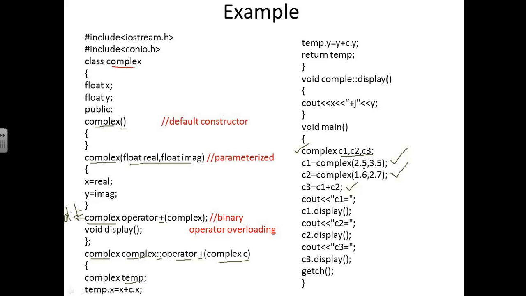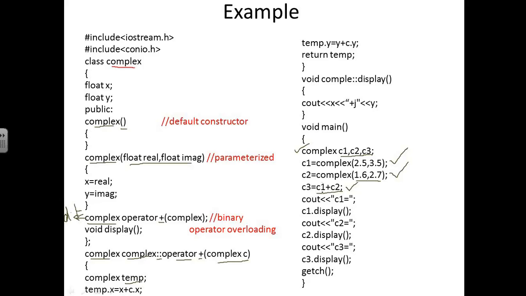What is the x value? 2.5 plus j, and the y value is 3.5. Similarly, for C2 I have supplied 1.6 and 2.7. So what will it display? 1.6 plus j 2.7. Then I have C3, where I perform the addition. Here only we are performing the operation: C3 equals C1 plus C2.